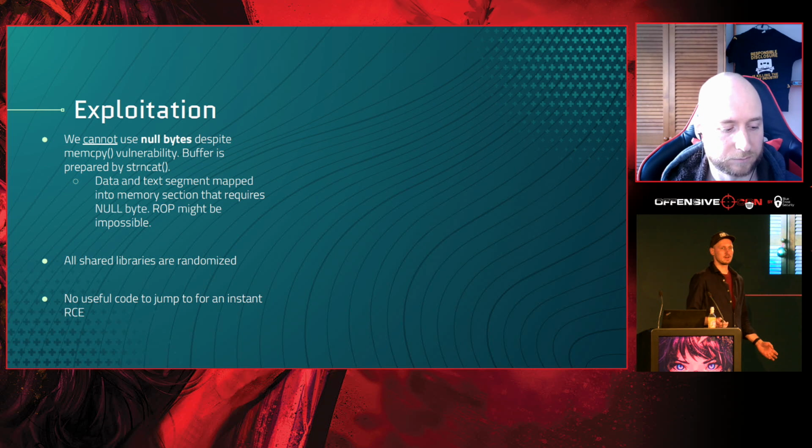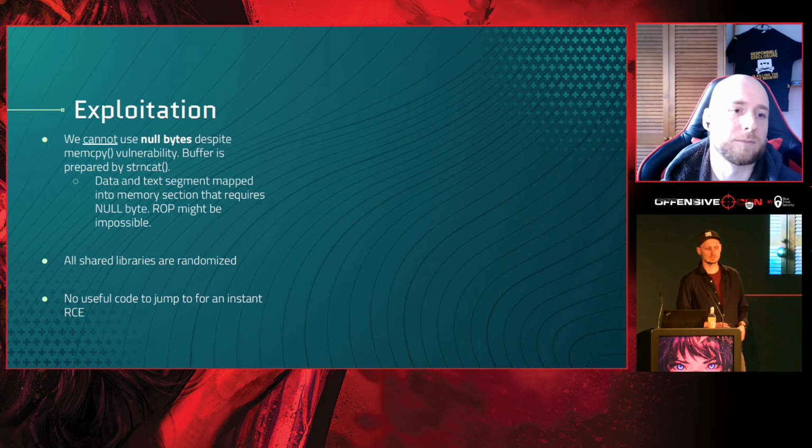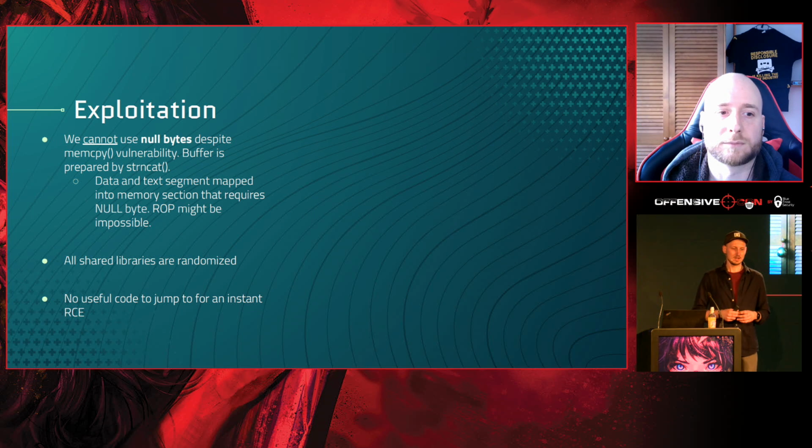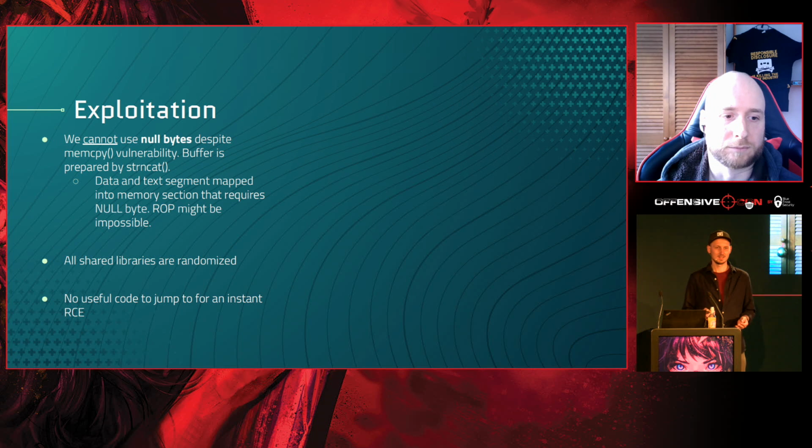We have a memcpy function, but we cannot really use null bytes because the data that we control is processed by string encode. And the data and the text segments were mapped into memory where we needed the null byte, so ROP might be quite challenging. Then on top of that, all the shared libraries are randomized, and when we tried to search for code already in the binary that we could immediately jump to for some instant RCE, we didn't find anything.